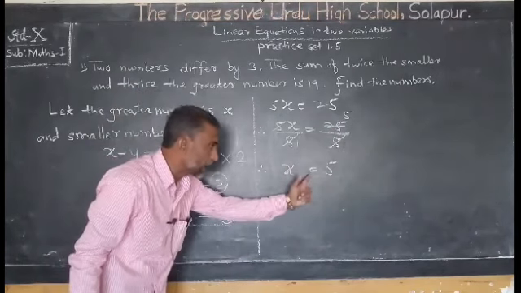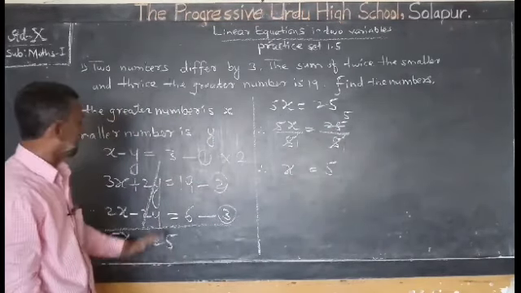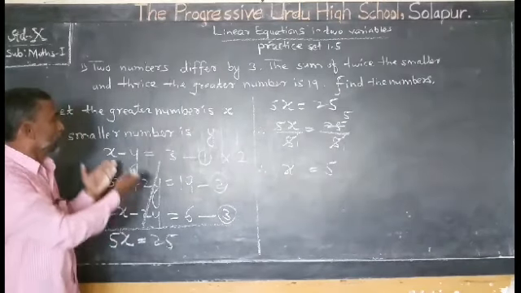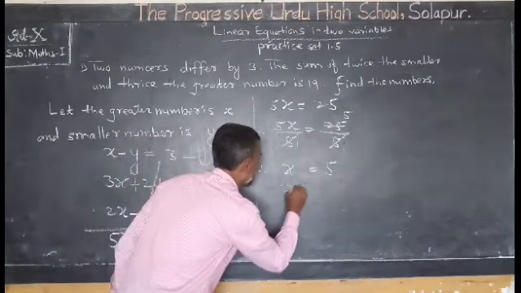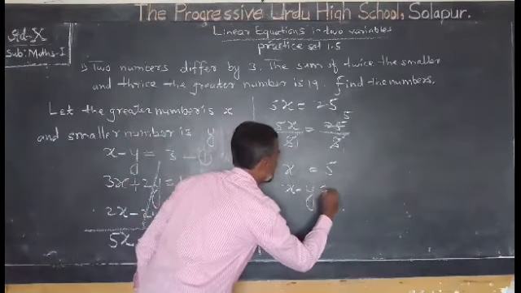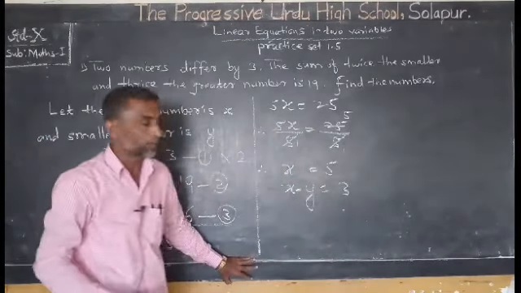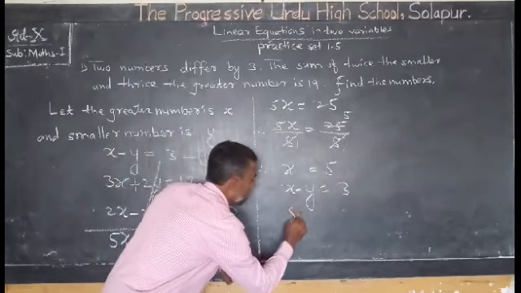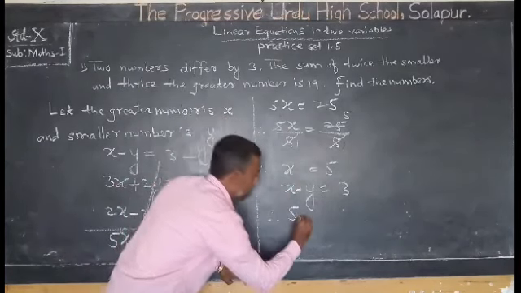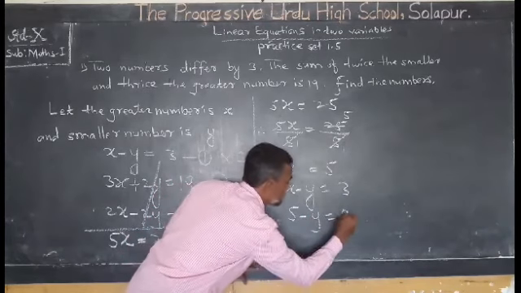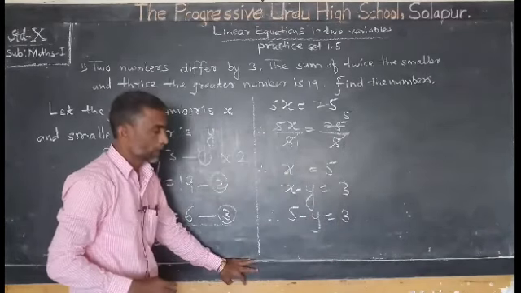Now, put this value of the variable x in any one of the equations. Write the first equation, equation number 1: x minus y is equal to 3. Put the value of x here, 5. Therefore, 5 minus y is equal to 3.